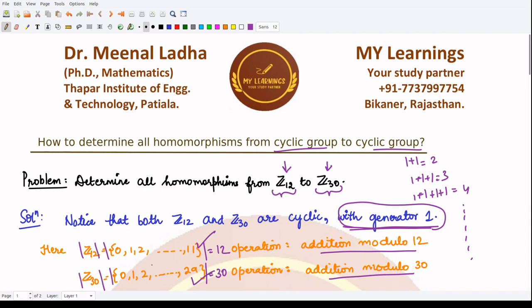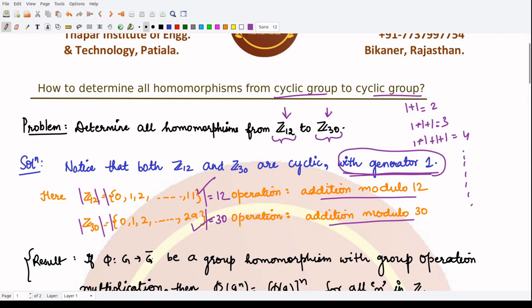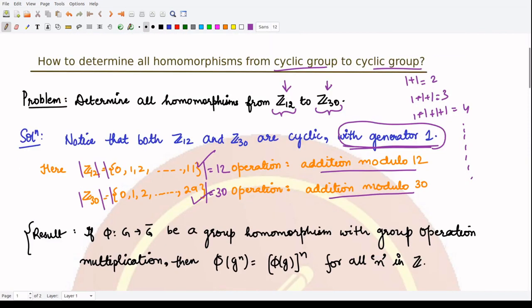Okay, so once you know all about these two groups, now we have to define a mapping from Z12 to Z30, and we have to define all the possible homomorphisms from these two groups, correct? Okay, so let's start. Whenever we have phi from the first group G to the second group G bar, if this is a group homomorphism with the group operation as multiplication, right? This is the group operation that we are always taking.